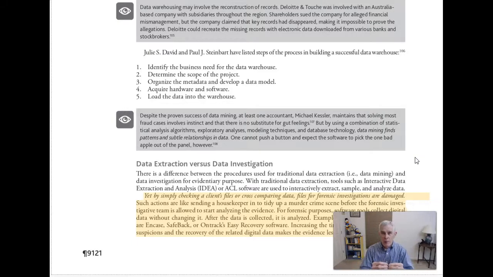You have to be very careful about the evidence. You're trying to gather evidence. If you destroy that evidence by just opening a file, it might not be able to be used in court. So be very careful in this area.